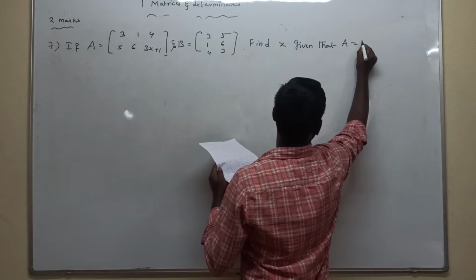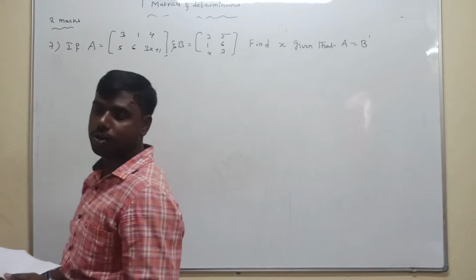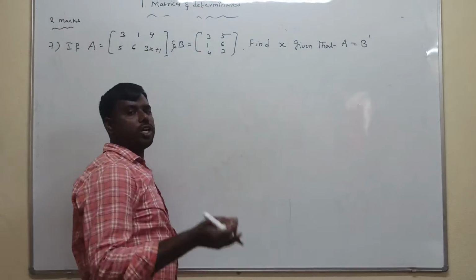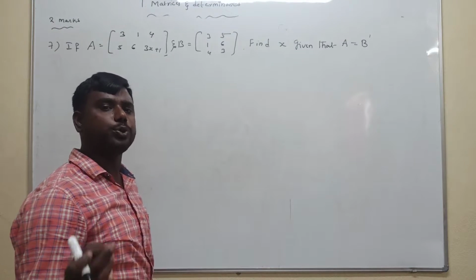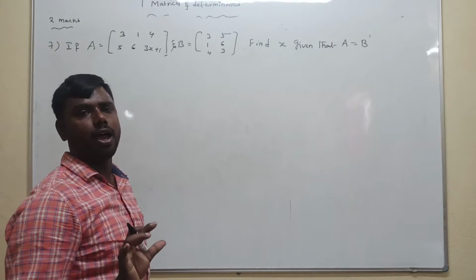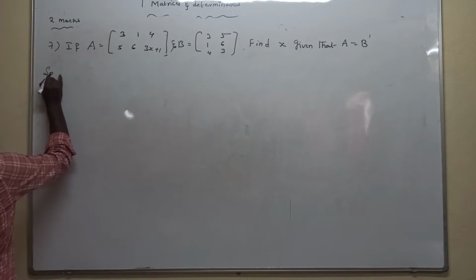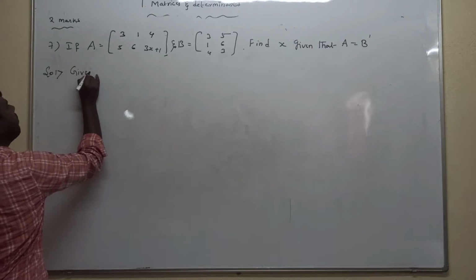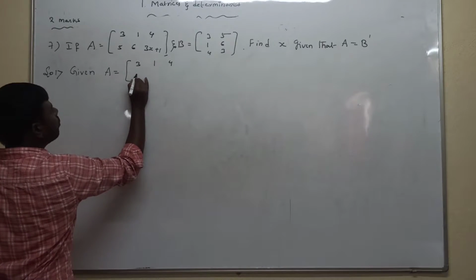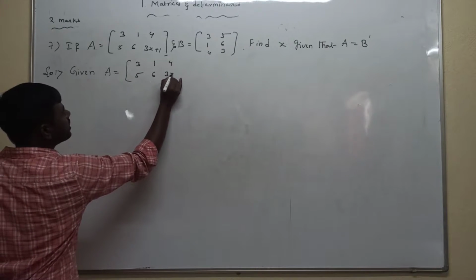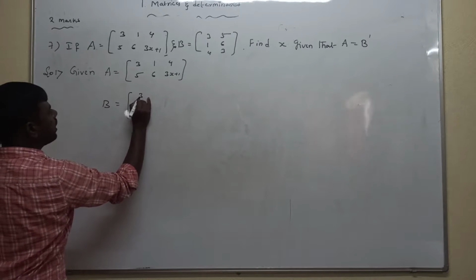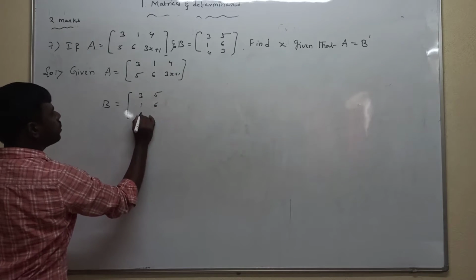The given condition is A is equal to transpose of B. What is the given condition? A is equal to transpose of B. First we have to write the condition. After that, substitute the A matrix and the transpose of the B matrix, and easily we identify the x value. Given matrices: capital A is equal to 3, 1, 4, 5, 6, 3x plus 1. Next, the B matrix given is equal to 3, 5, 1, 6, 4, 3.